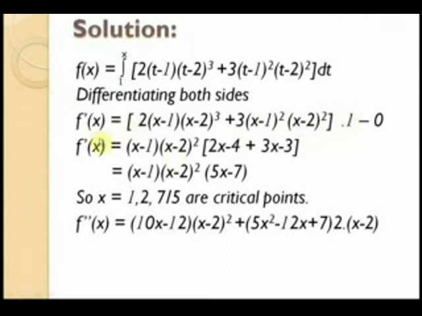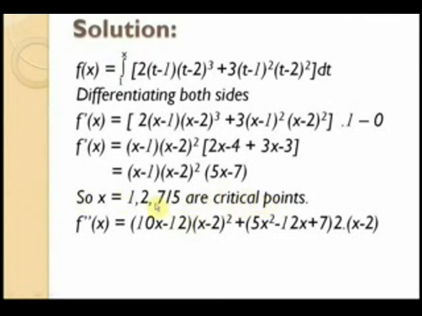So f dash x would be equal to, we further simplify it as x minus 1 into x minus 2 whole square into 2x minus 4 plus 3x minus 3. This further simplifies to 5x minus 7, and hence f dash x is equal to x minus 1 into x minus 2 whole square into 5x minus 7. So for critical points, we know that f dash x should be equal to 0. Thus we get the values of x as 1, 2, 7 by 5. So these are the critical points.